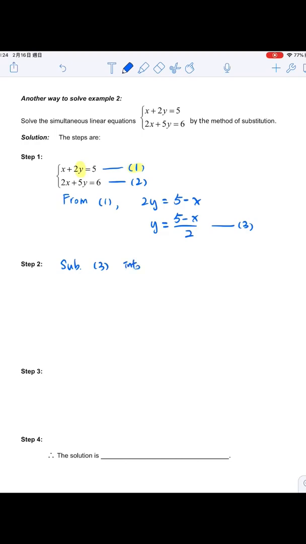Then we substitute equation 3 into the remaining equation, equation 2. And then we can replace y by (5 minus x) over 2. So we get the following: 2x plus 5 times (5 minus x over 2) equals 6. And for this question, here we have one equation in one unknown.